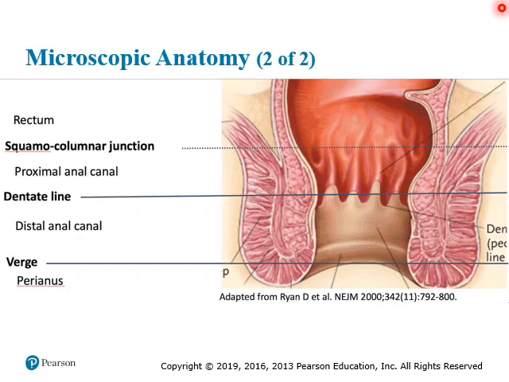Visceral sensory nerves innervate the area superior to this line. It is a region that is not very sensitive to pain. Somatic nerves innervate inferior to this line. This region is sensitive to pain, and this is the reason why if we have inflammation of this particular area, which is what you call hemorrhoids, it is really painful.